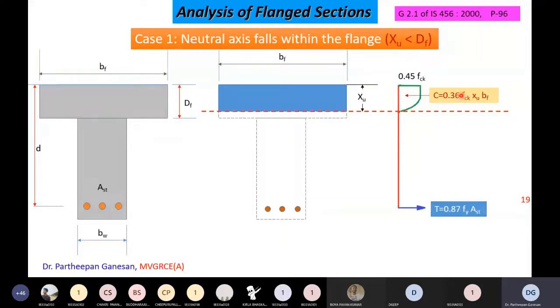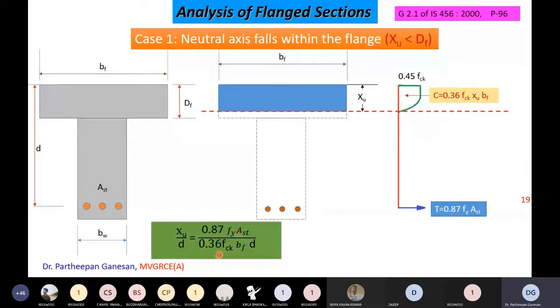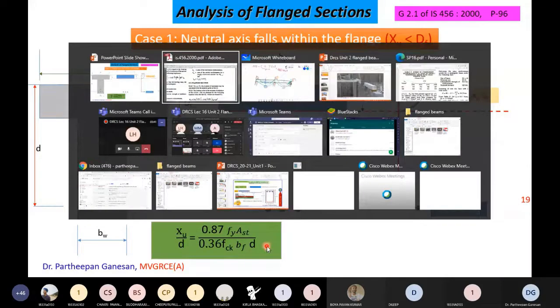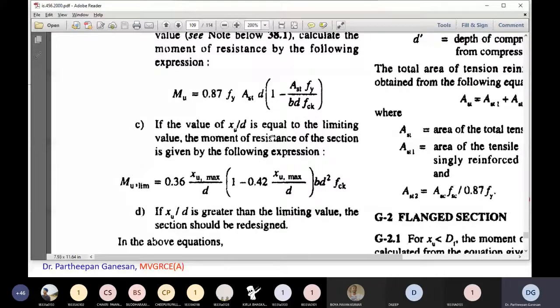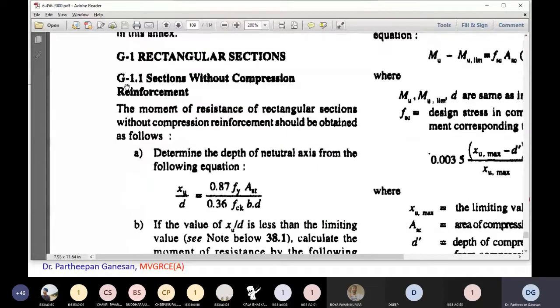How will you find out the neutral axis depth? You will find out the neutral axis depth by taking the equilibrium of compression and tensile force. Because for the body to be in equilibrium, compression force should be equal to tensile force. So XU by D, if you do that, 0.87 FY AST, 0.36 FCK. Instead of B in a rectangular section, here BF into D. So that is why the code says, for XU less than DF, the moment of resistance may be calculated from the equation given in G1.1. G1.1 is this one. So neutral axis depth will come from here, except that instead of B, you will put BF.